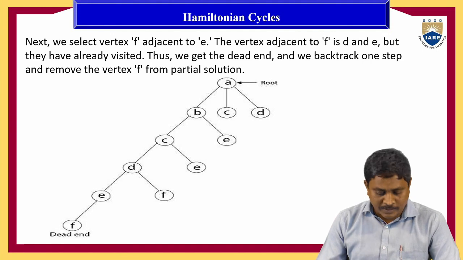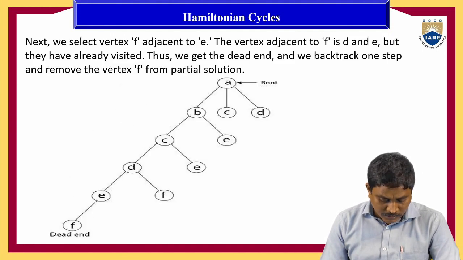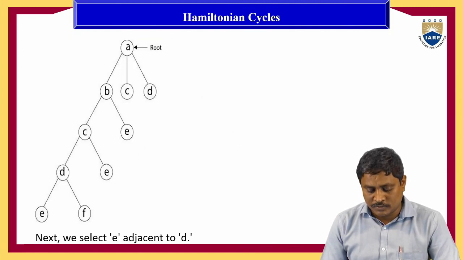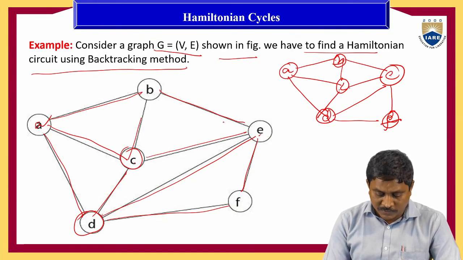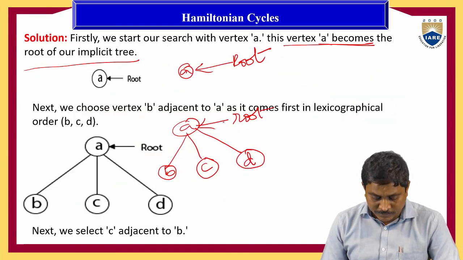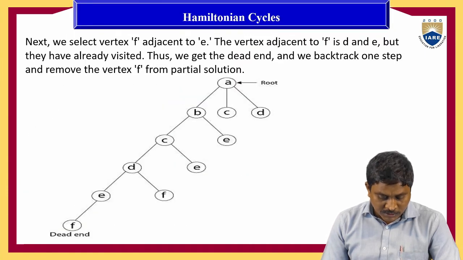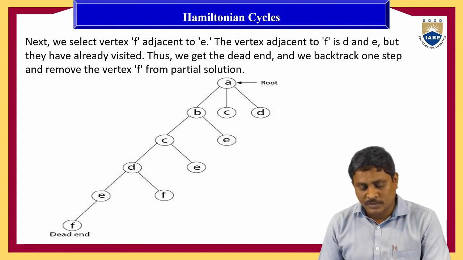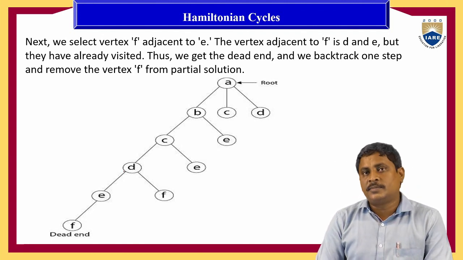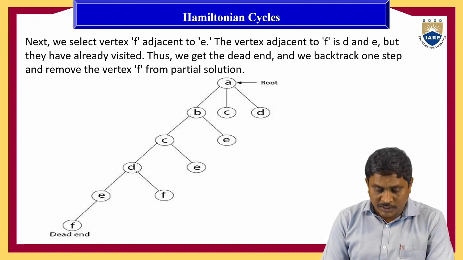Now again come back to E. Now here we see that E is completed. E is adjacent to F only. E is adjacent to F. E is adjacent to B, but B is already repeated in this path. So it also comes to a dead end. So again come back to D.